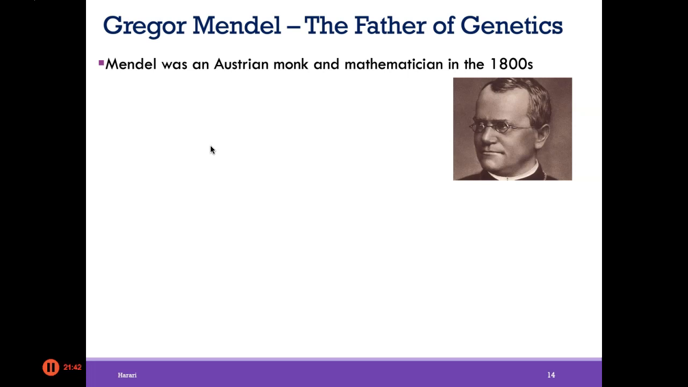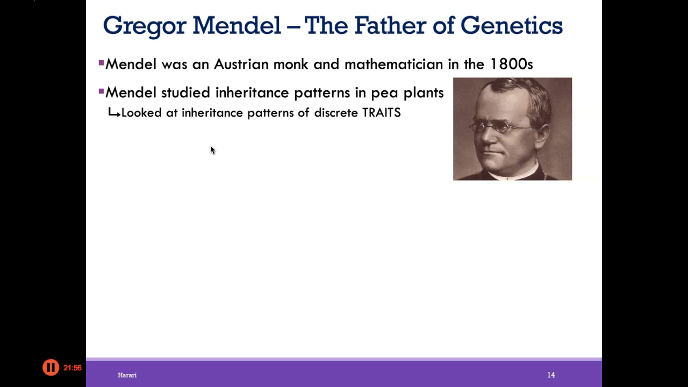He knew nothing about DNA, genes, chromosomes, or meiosis, but he was a very good mathematician, and he had a lot of time to do experiments. So he was an Austrian monk in the 1800s, and he studied inheritance patterns in pea plants. And peas are a good choice because they grow very quickly, they develop quickly, they make many offspring, and they also have many traits that appear in two different forms.